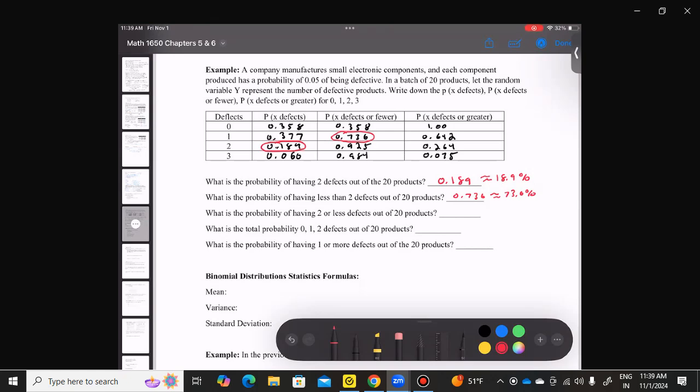What is the probability of having 2 or less? Now this would include 2. So we are looking at 2 or fewer, 0.925, or 92.5%.